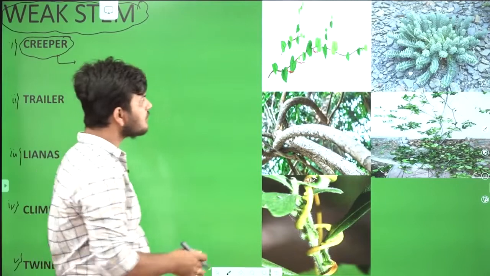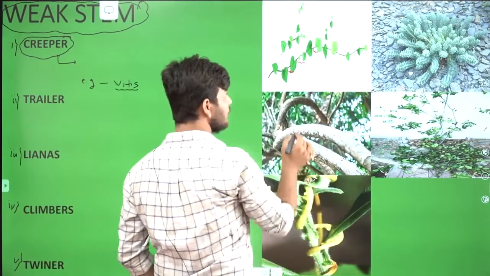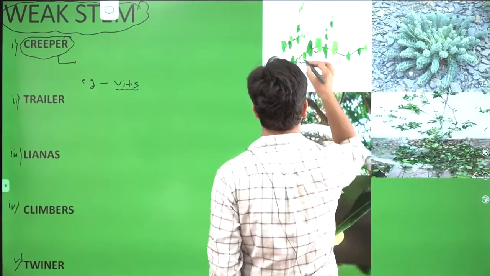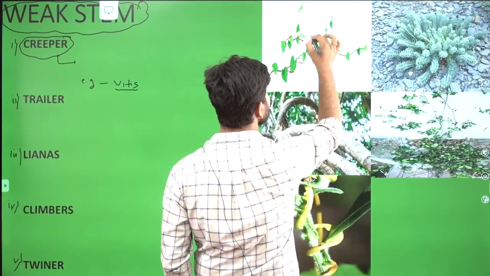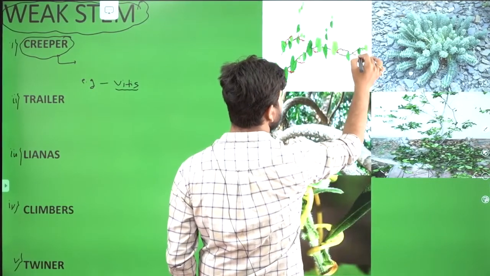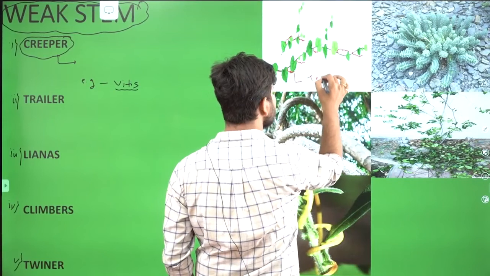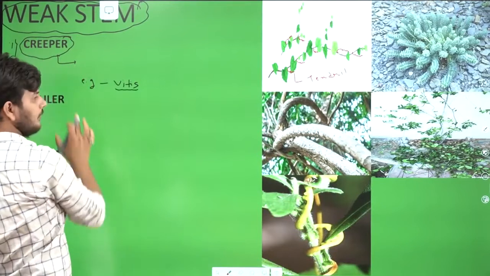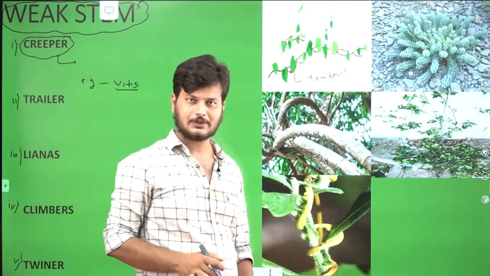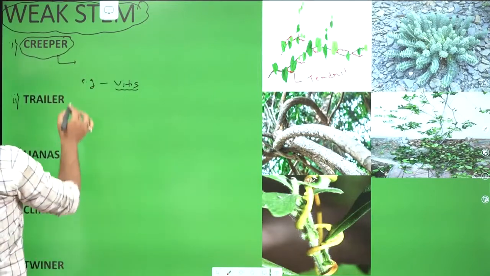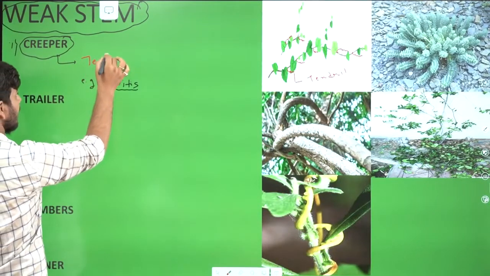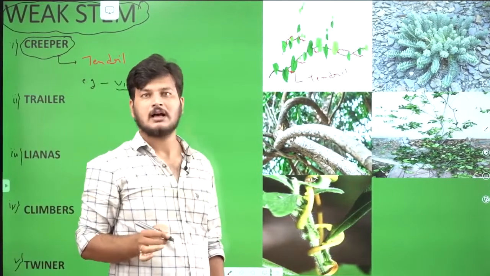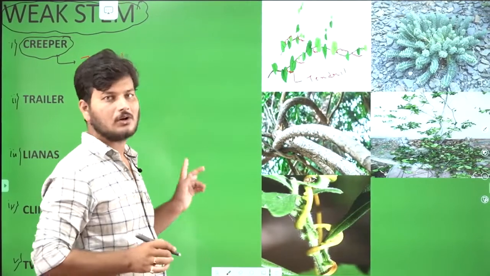If you see the figure of the grapes, what would you find? You would find that from every node of the stem, a special type of tendril originates. This tendril is responsible for creeping of the plant body upon the support surface. That's why you can say that creepers have tendrils, and due to this tendril it crawls or creeps upon a surface or support. That's why it is called creeper.